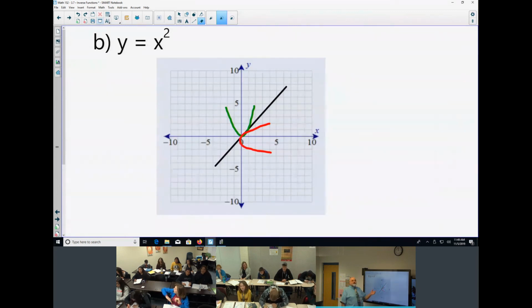Okay, so you should have something like this on your paper. So y equals x, and then y equals x squared, that's the green parabola, and then its inverse is the red. Something like that. It doesn't have to be perfect. Mine's certainly not. Any questions on that?